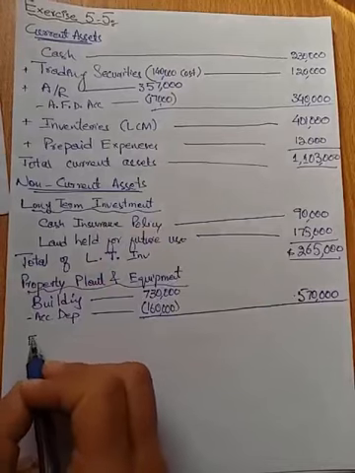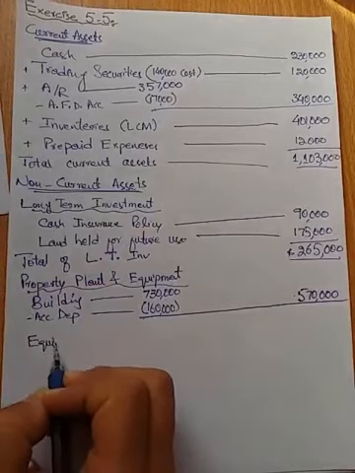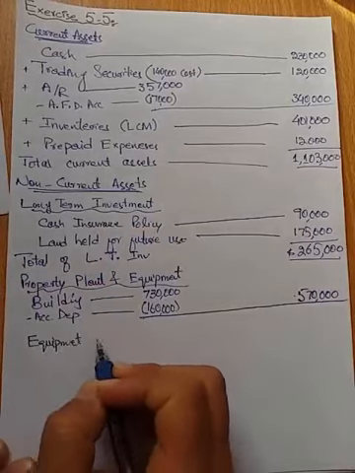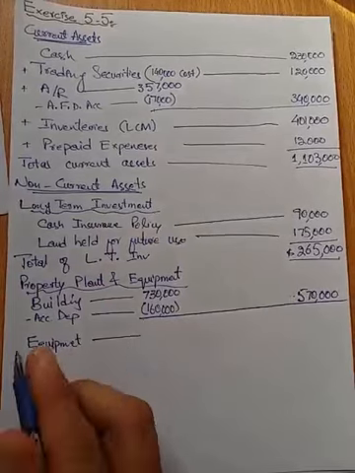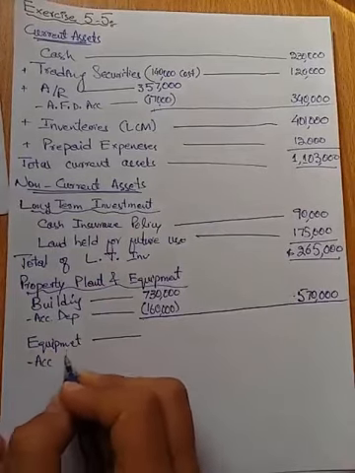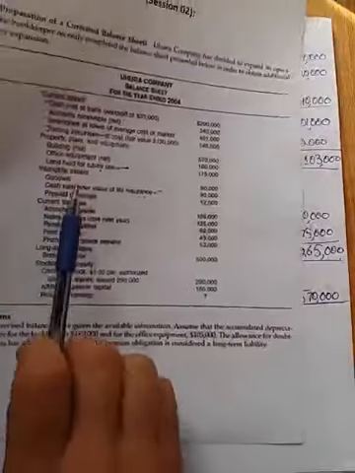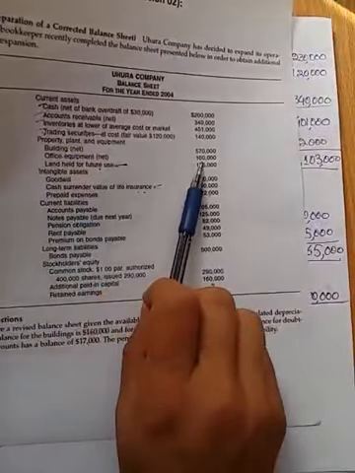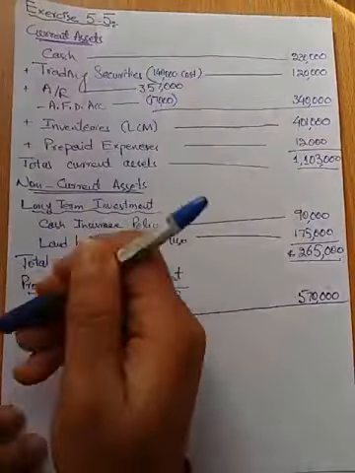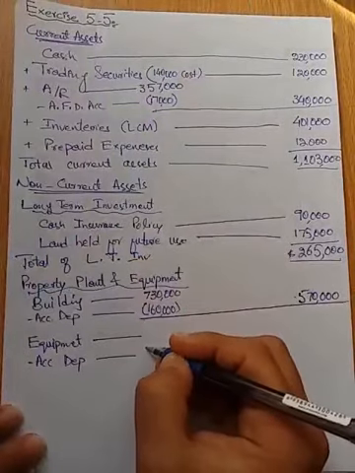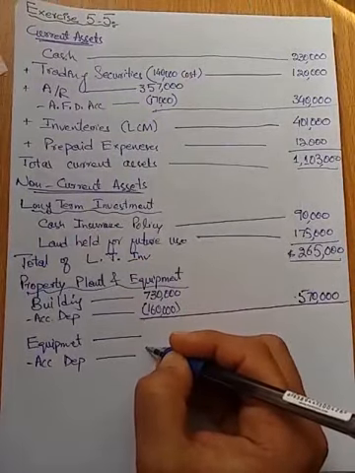Likewise, I will go for equipment also. Now equipment has a purchase value which we don't know right now, but what we do know is the accumulated depreciation value of this equipment, which is... I will write here, no, not 160, sorry.